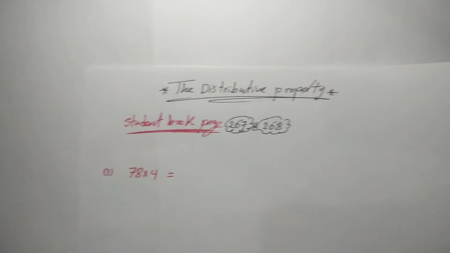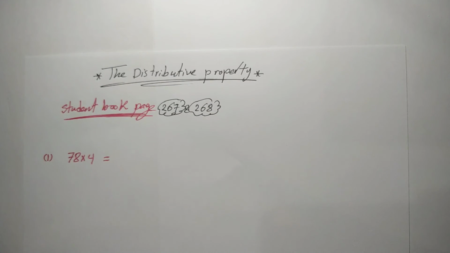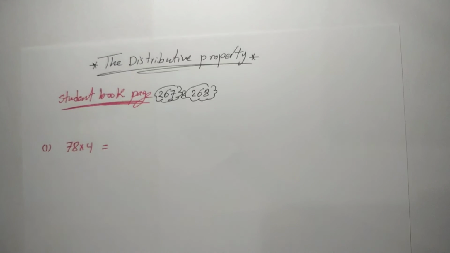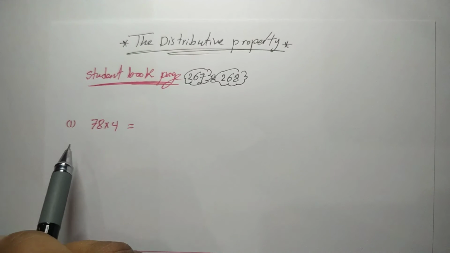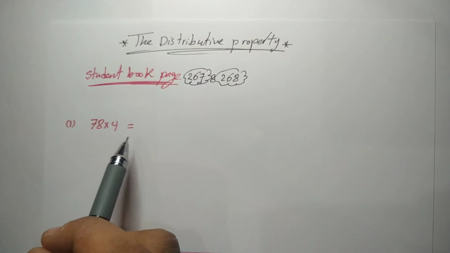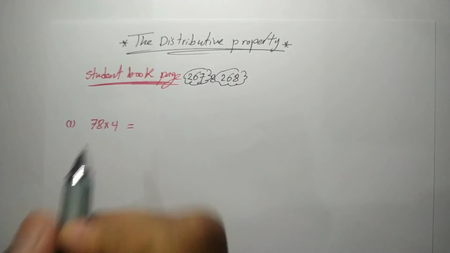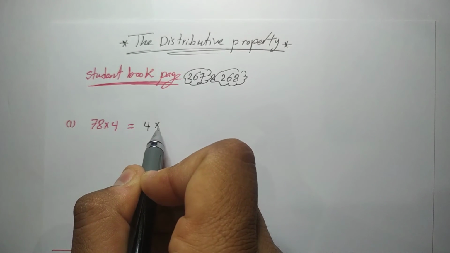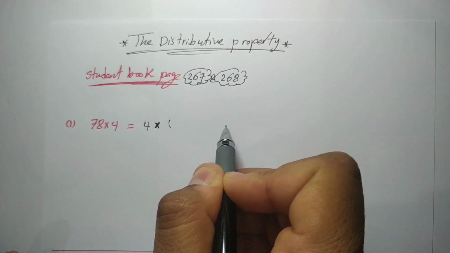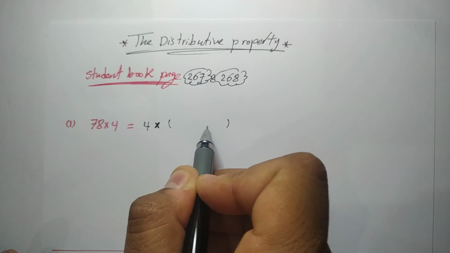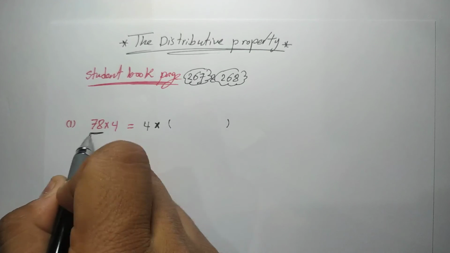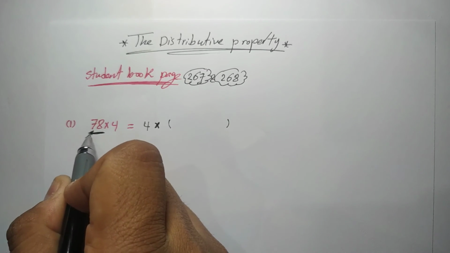The last part of the session will be the distributive property. What is the distributive property? I have here an example. 78 times 4. I will write 4 and make like this times, make a bracket. In this bracket I will write the decomposing of 78 like this. This is 7 in the tens place.